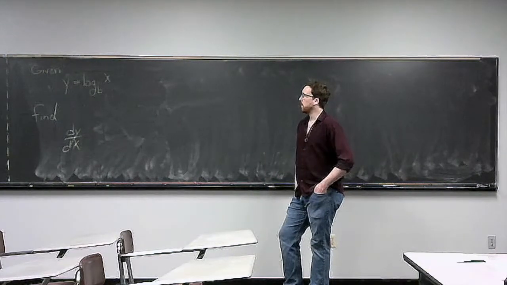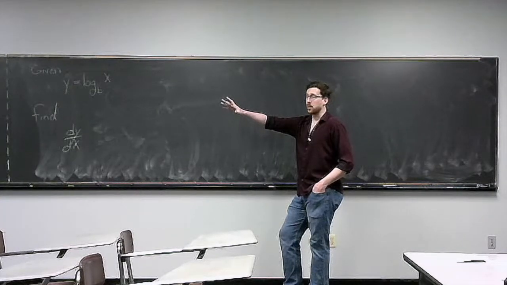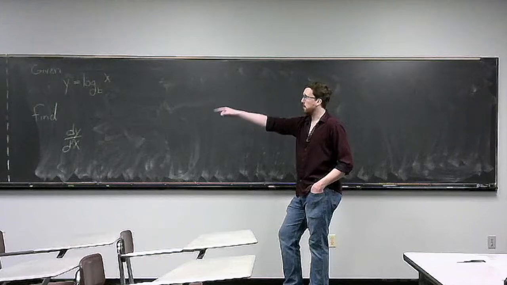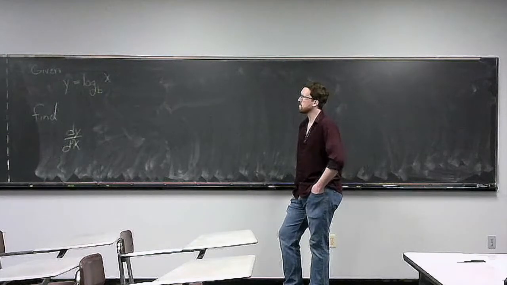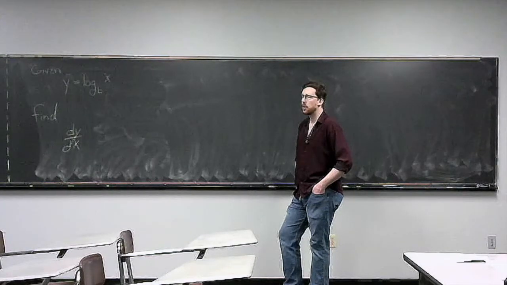Starting off, we're going to see a couple examples, and that's pretty much how this is going to work. But we're going to start off with this example here. We want to find dy dx given that y is equal to log base b of x.